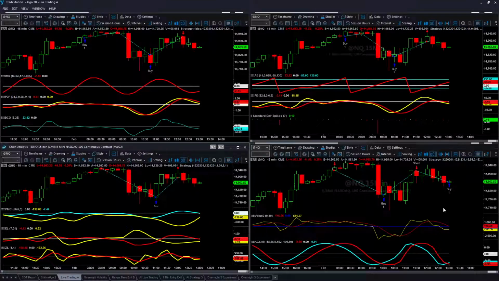All right, so I kind of lost my train of thought. Where was I going with all this? Oh yeah, I was looking at something else here on my chart and I got distracted. Sorry.